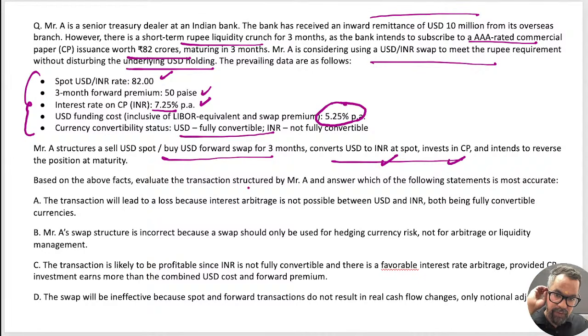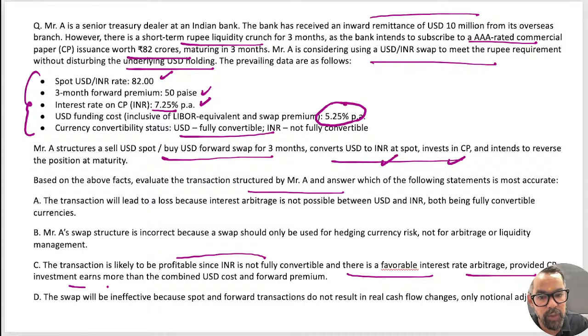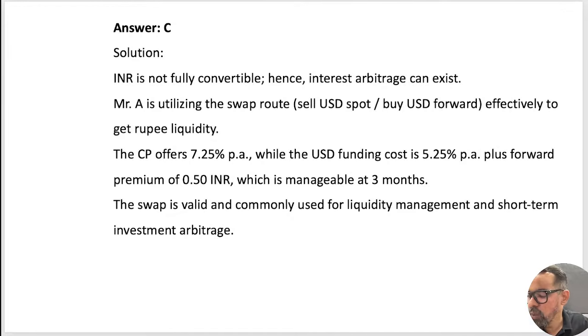Based on this above fact, evaluate the transaction of Mr. A and answer which statement is most accurate. What are you guys suggesting? Option C. The transaction is likely to be profitable since INR is not fully convertible and there is favorable interest rate arbitrage provided by CP investment, earning more than this. 100% true. So option C only will be the right answer for this particular one.